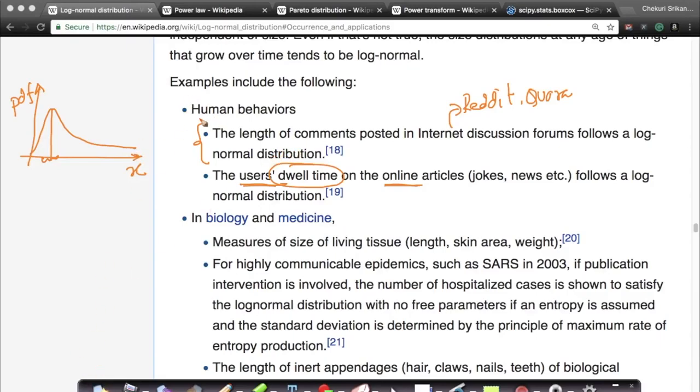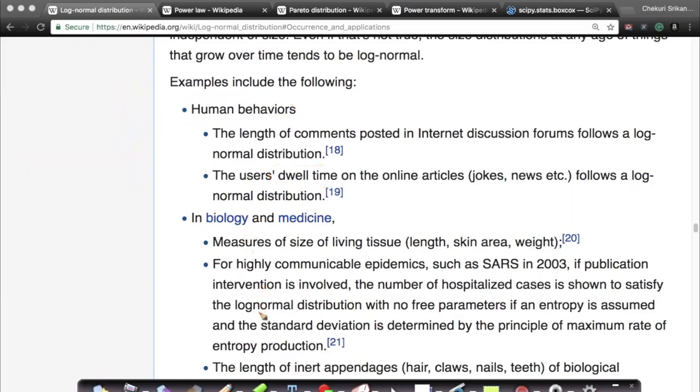So for human behaviors, especially on the internet, you'll observe a lot of log normal distribution. There is a related distribution called the Pareto distribution that we'll discuss later in this section, which also occurs a lot on the internet. And since I've worked at internet companies like Amazon and Yahoo mostly, I have come across log normal a lot in my professional career.